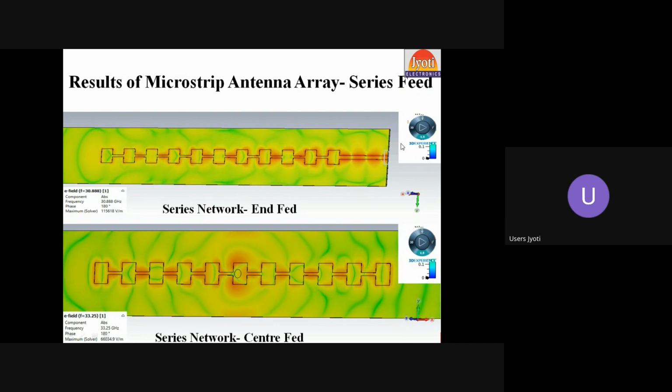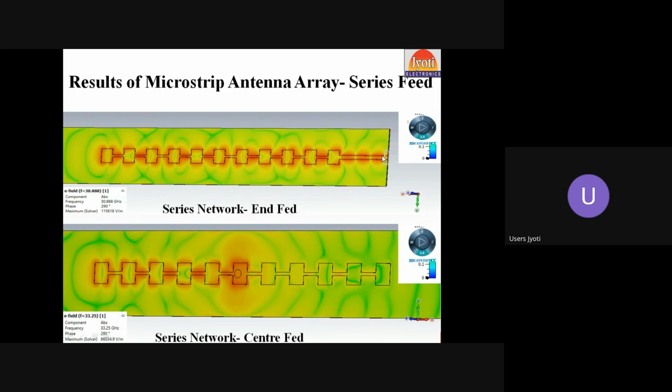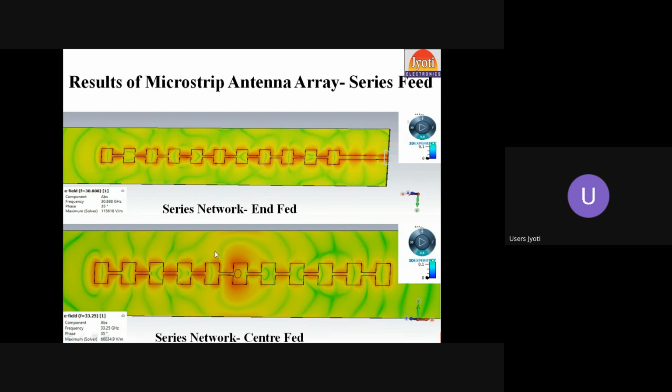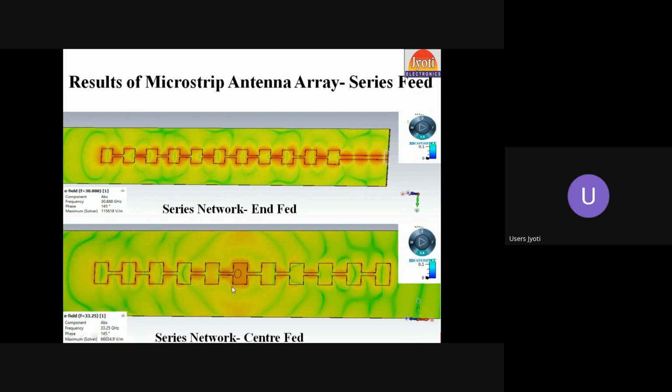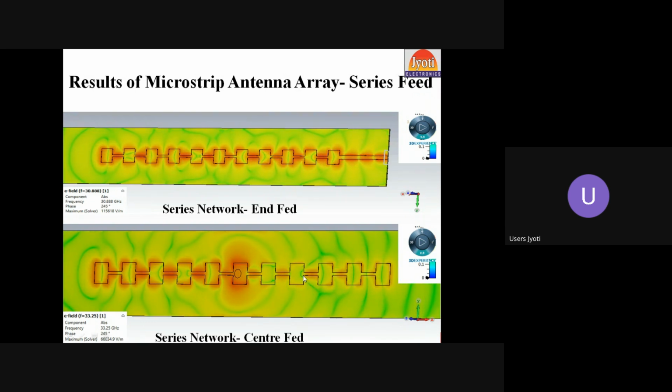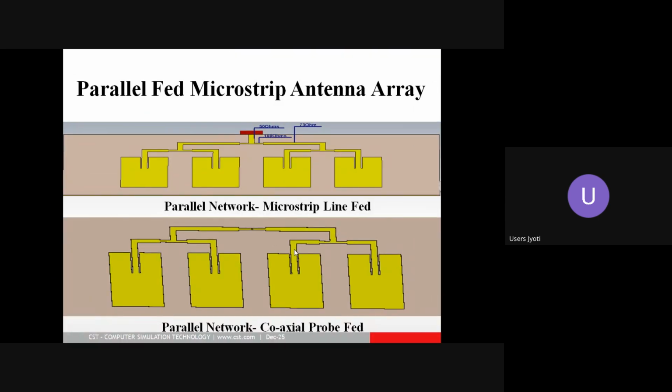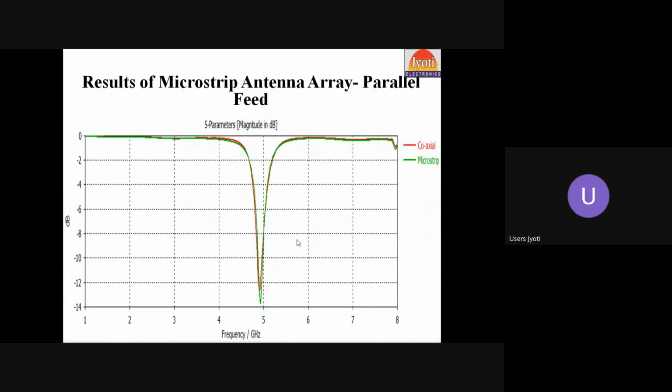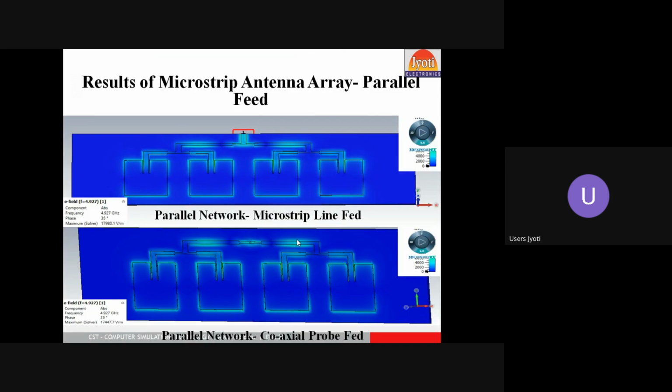Here is the input. The input power and input electric field are generated from here, and the input is in the middle, so the field goes to the left and right hand side. Also, you can see the parallel feed microstrip antenna array as well, with coaxial feeding or microstrip line feeding. You can directly compare the S parameter, and take the one with the good result as your prototype.